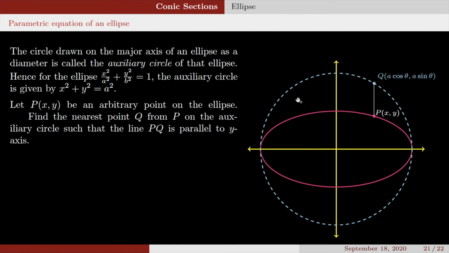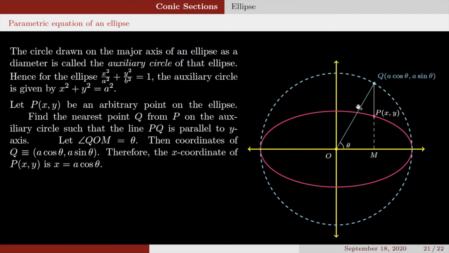Then find the point Q on the auxiliary circle such that PQ is parallel to the y-axis. Let the angle QOM be theta. What is M? You just drop a perpendicular on the x-axis from P. QOM is theta. Then the coordinates of Q are (a cos theta, a sin theta). This is the parametric equation of a circle. Therefore, the x coordinate of P must be the same as the x coordinate of Q, that is a cos theta.